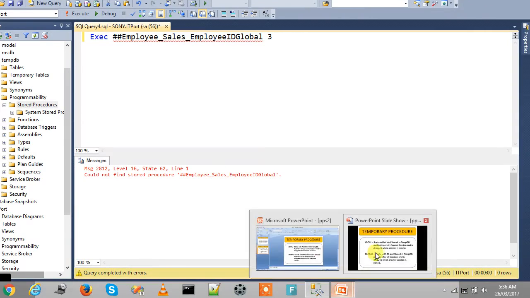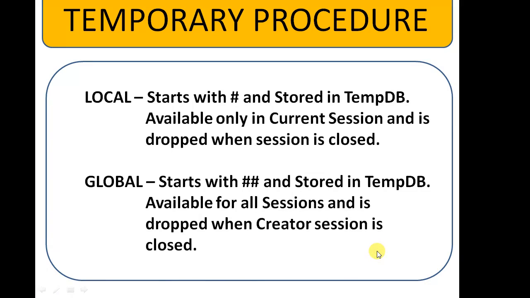So these are the temporary stored procedures in SQL Server. One is local and the other one is global. The simple difference between local and global is that local is available only for the current session and is dropped when the current session is closed, and global is available for all sessions and is dropped when the creator session is closed.